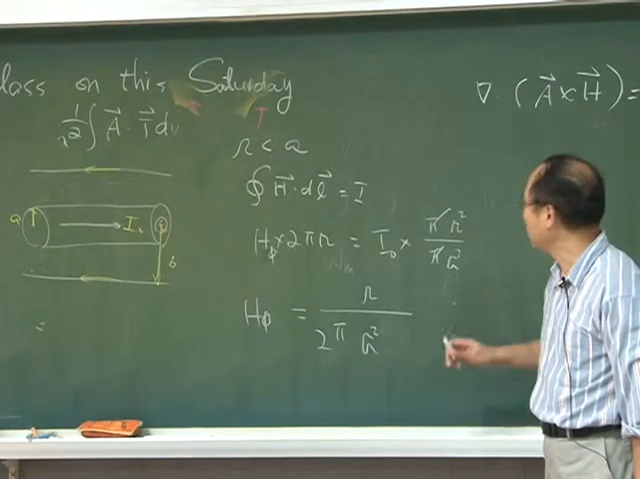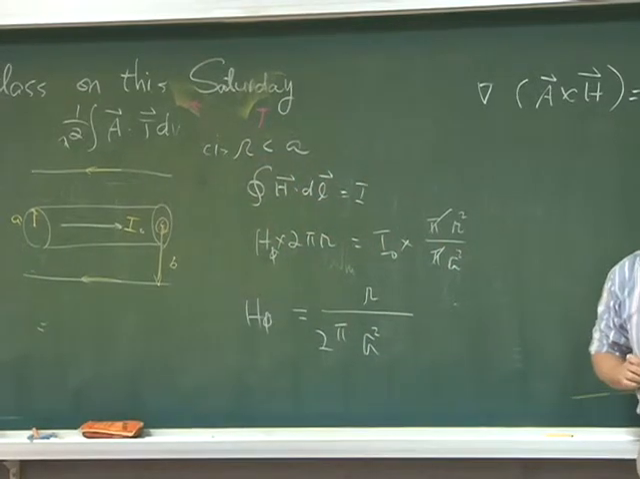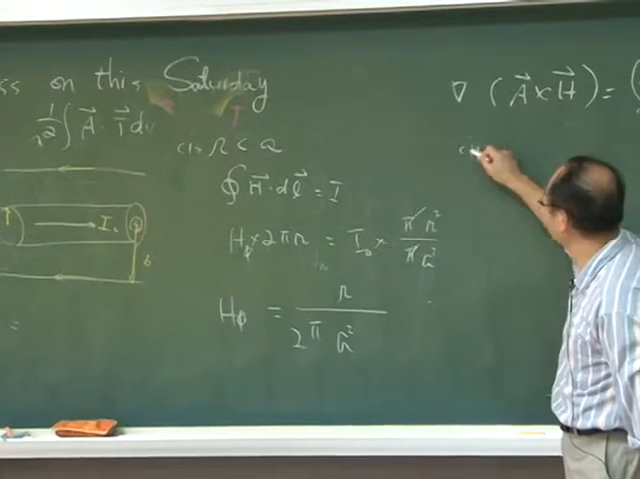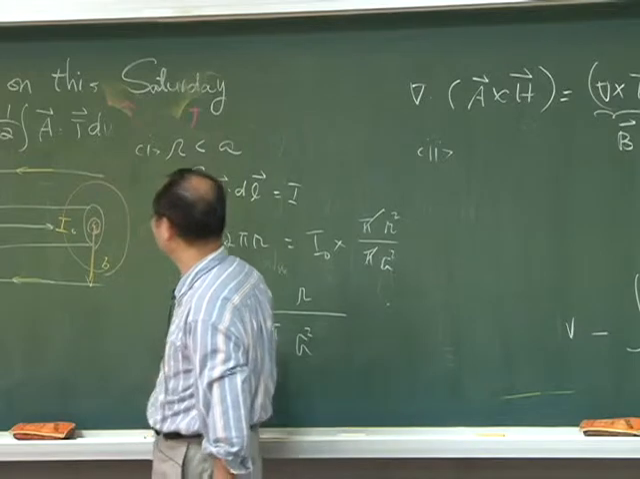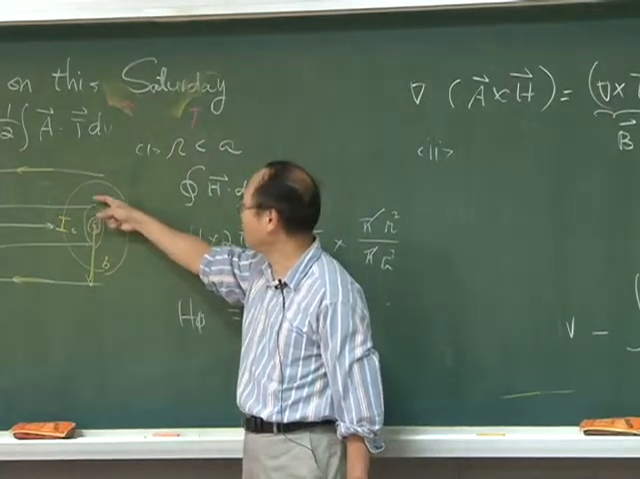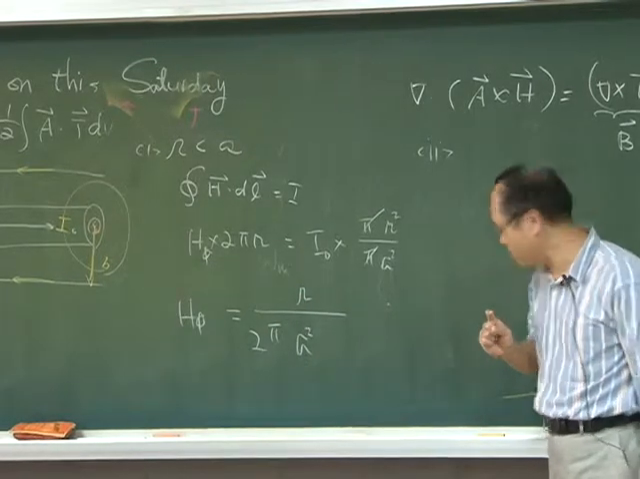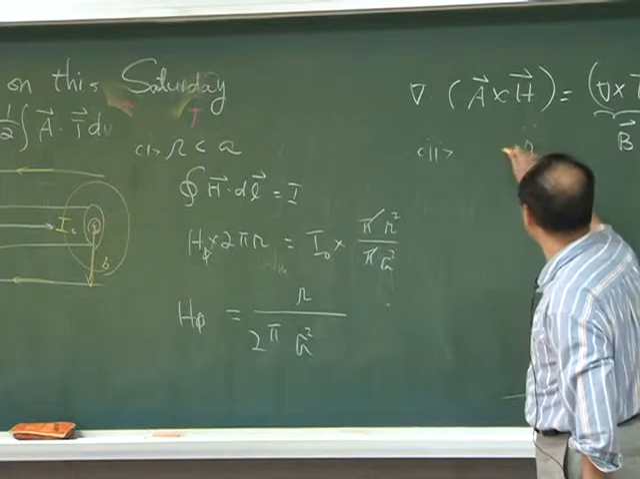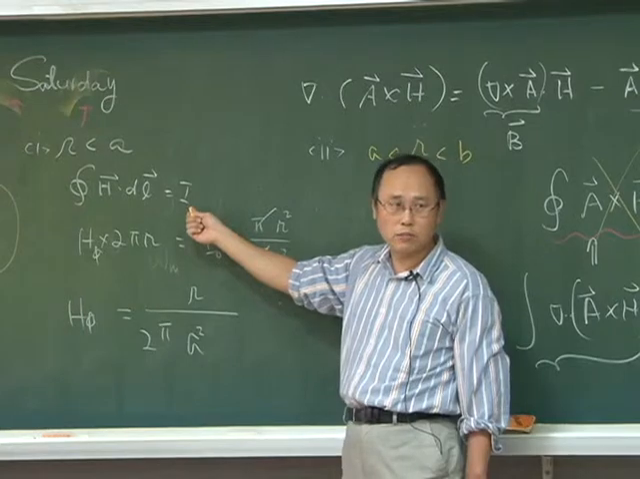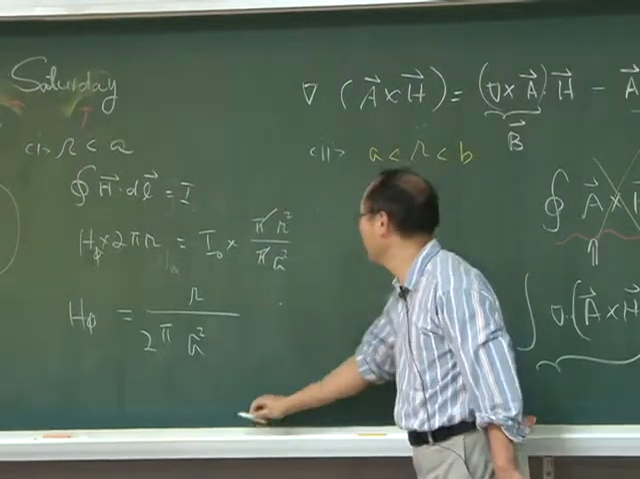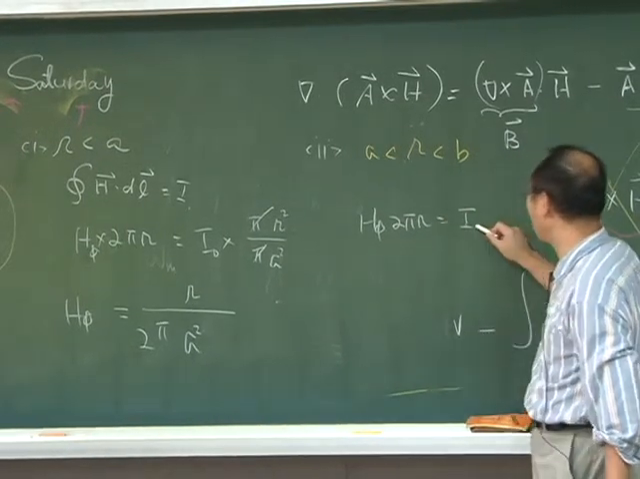OK. This is for the first region, r less than a. But in the second region, if you pick a circle with r larger than a and less than b, on the right-hand side, this is going to be the total current. So here it becomes H phi 2 pi r equal to I0.